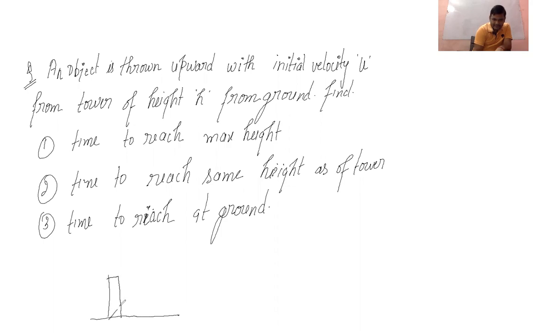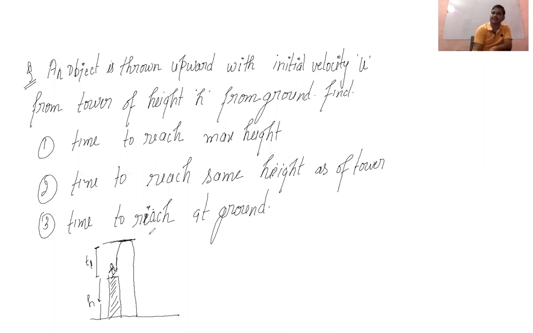So you can see this is basically the ground, and this is your tower, and the height of the tower is h. And if the object is thrown from here, it will be moving like this. Let's say the time taken by this object to reach max height is t1.